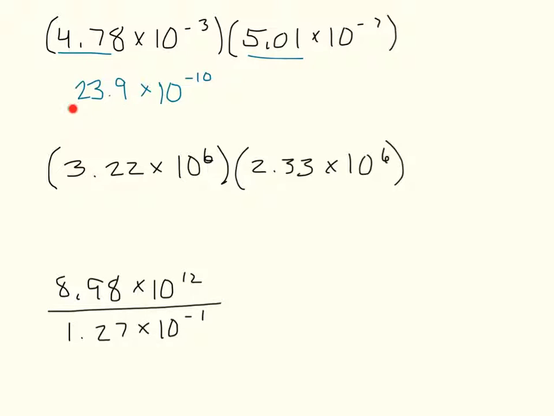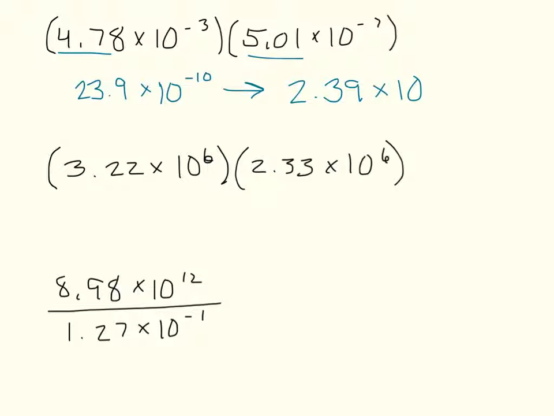Technically, this is not a 1-digit number. This is not technically correct scientific notation. So we've got to fix that. We've got to change that. So we change it by moving the decimal to 2.39, because we need a 1-digit number, and then there can be decimals at the end of it.